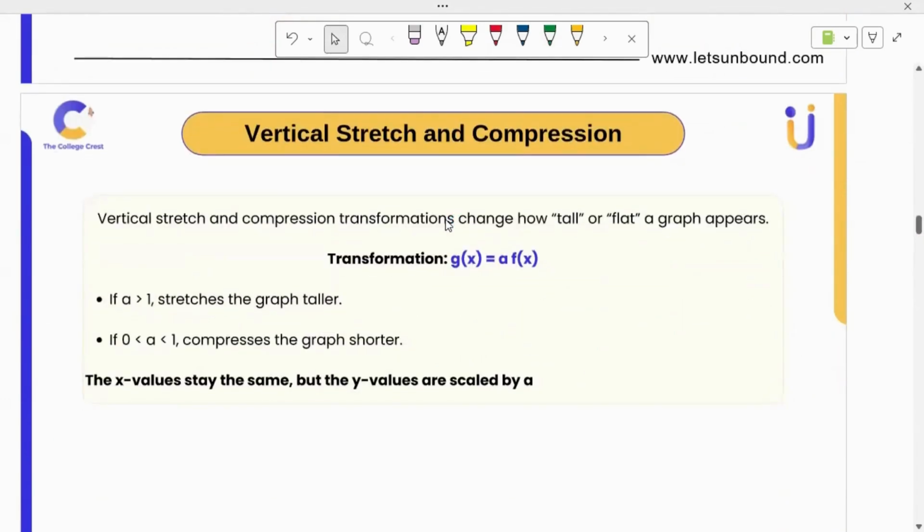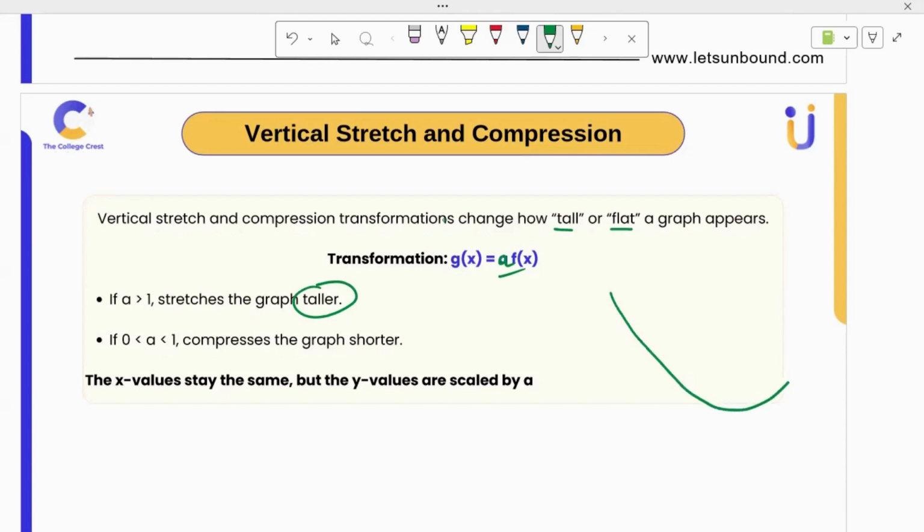Now, stretch and compression. Let's do vertical and also horizontal stretch and compression. So vertical stretch and compression transform will affect the shape. Not like a parabola becoming a cubic graph, but it will get pulled, or shrunk and compressed. So vertical stretch or compression tells how tall or flat a graph appears. For this, we multiply by a number outside the function, which results in a vertical stretch or compression. When your a is greater than 1, it's a stretch, so this will stretch the graph and it will become taller.